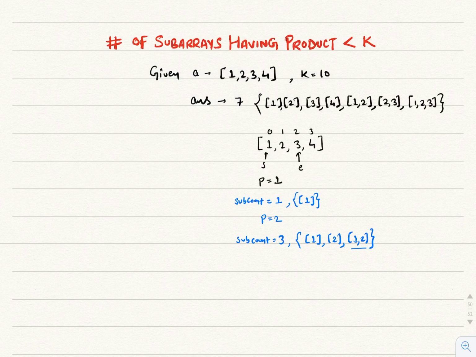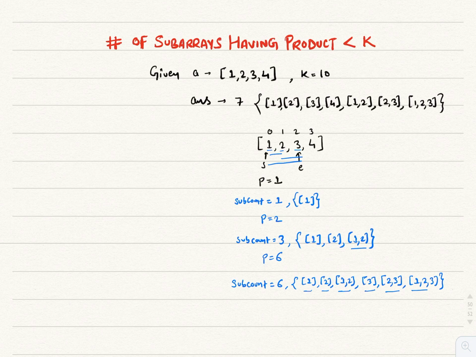The new product p will become 6, which is 1 into 2 into 3, which is still less than k. So the subarrays satisfying the given condition, which is the subarrays where p is less than k, will be the subarray containing only 1, only 2, only 3, the subarray containing elements 1 and 2, the subarray containing elements 2 and 3, and the subarray containing elements 1, 2 and 3, which is the whole window. So the subcount will now become 6, and the subarrays contributing to this subcount are 1, 2, 3, 1 2, 2 3 and 1 2 3.